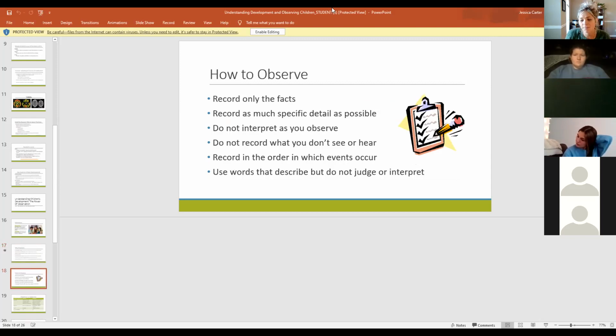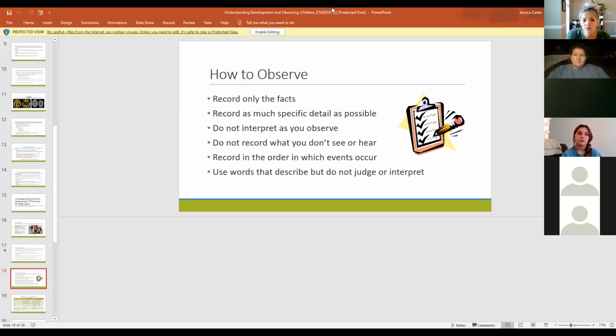So some basics on how we want to observe children. We want to be very objective when we observe children. I'm going to talk a little bit more about this in just a bit, but what I mean when I say objective is that we are recording only the facts, not our opinions, not our ideas about what we think children are feeling or how we think they're interacting. We just record the facts. There is some space for interpretation later in your planning process, but when you're doing your observation, you want it to just be based on what you see and what you hear.